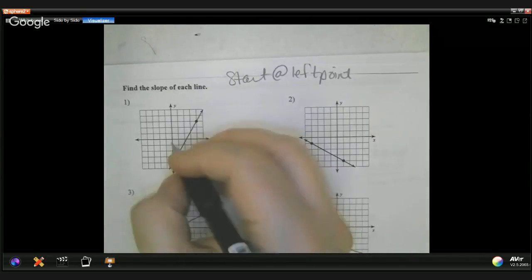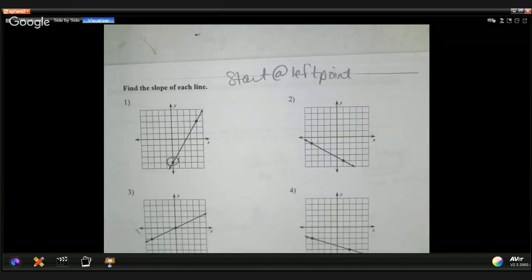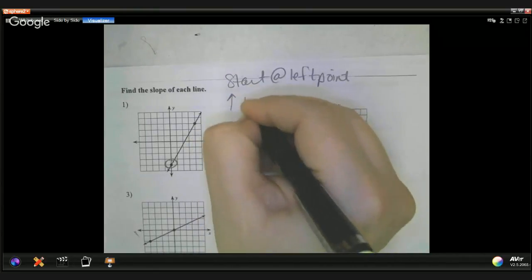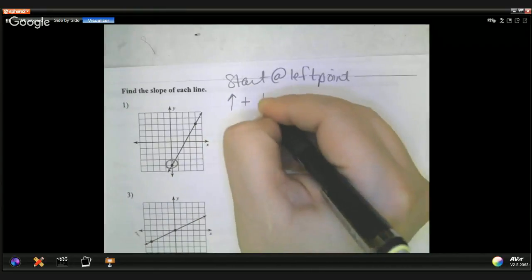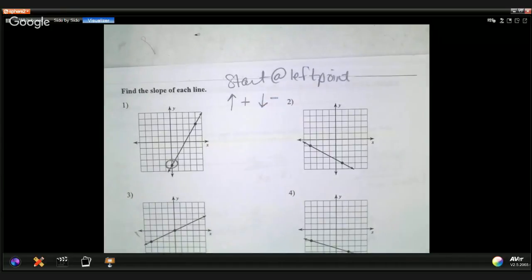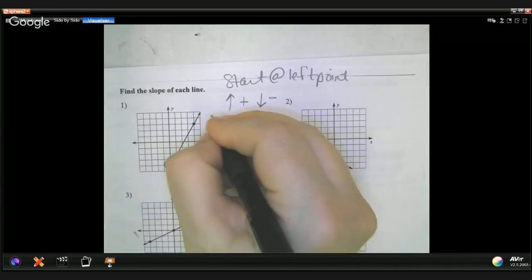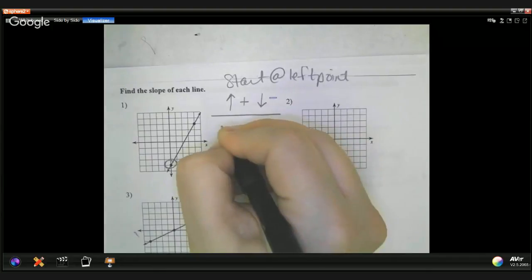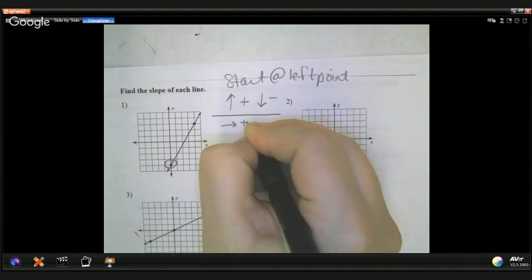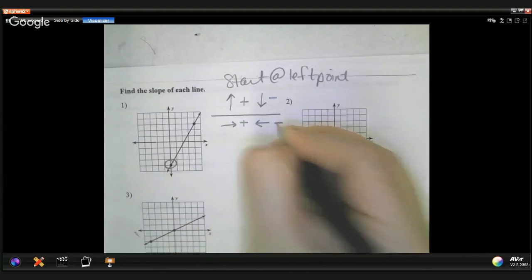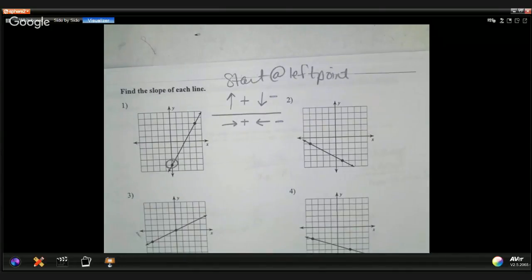So if you circle the point on the left and figure out how many you have to go up or how many you go down, it'll work. If you go up, it should be a positive number, and if you go down, it's a negative number. Once you figure out that number, that's the top of the fraction. If you go to the right, it's a positive number. If you go to the left, it's a negative number. So we get rise over run.